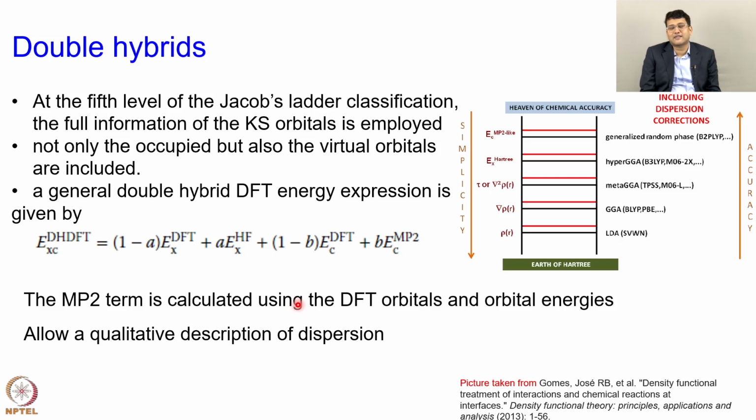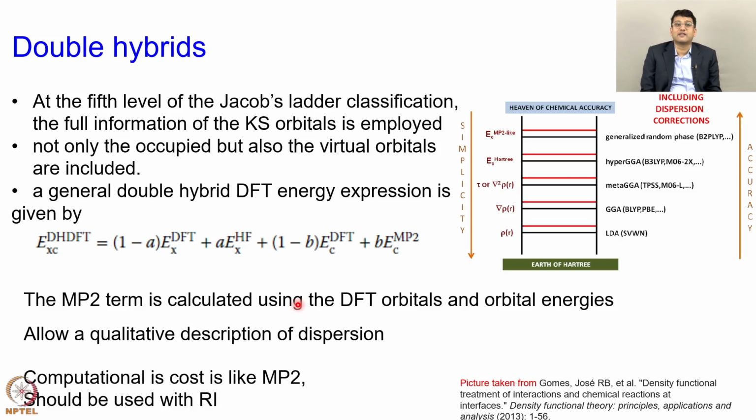We have just discussed that in the case of normal DFT functionals, even for a hybrid, accurate description of dispersion is a problem, and we have seen the example of the argon dimer where, when we do not have dispersion corrections, it does not lead to any binding. Whereas, in the case of double hybrid, it actually gives you some kind of binding. So, that is one advantage. However, the computation cost is like MP2.